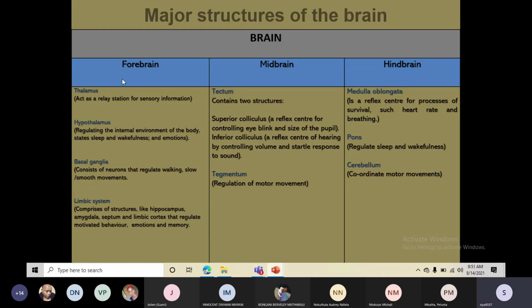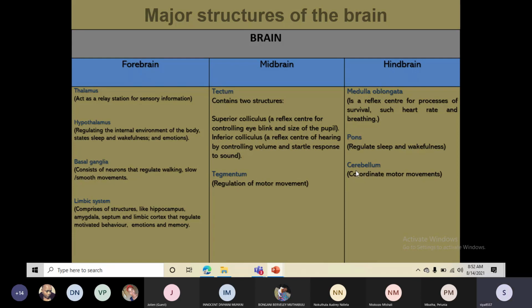So you need to know that under forebrain, the structure that is responsible for wakefulness and sleepiness is hypothalamus under forebrain. Instead, under hindbrain, that is pons, which regulates sleep and wakefulness. So when they ask questions, ensure that you will see, they will indicate whether that part of the brain is under hindbrain or forebrain. So that's the key.